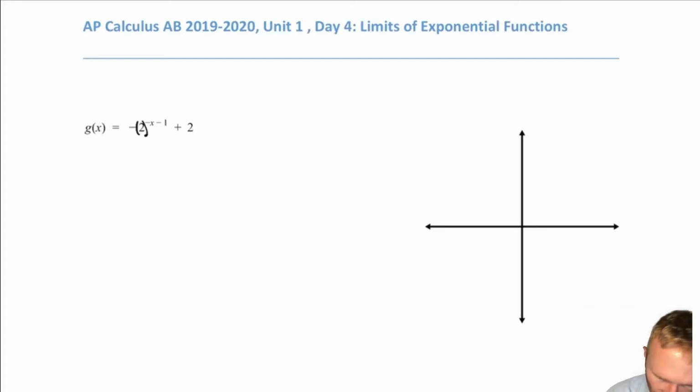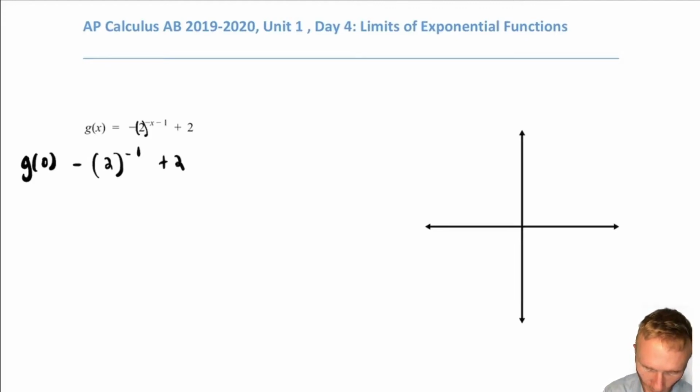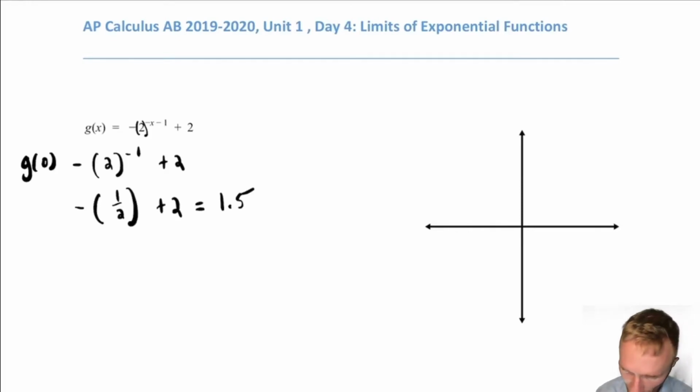So let's say first, just like we did before, let's do g of 0. That's negative parenthesis 2 to the 0 minus 1, this is negative 1 again, plus 2. Negative 2 to the negative 1 is 1/2, so negative 1/2 plus 2. Okay, we got 1.5. So once again, there's our y-intercept. In this case, it's at 1.5.